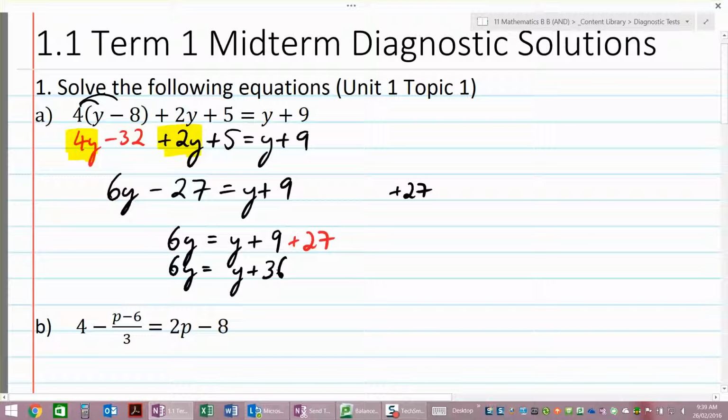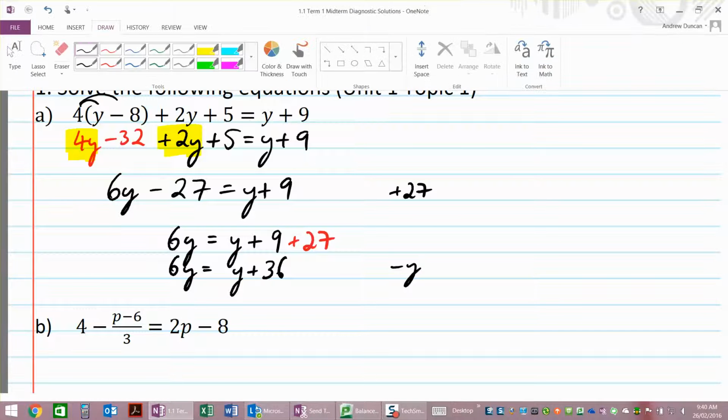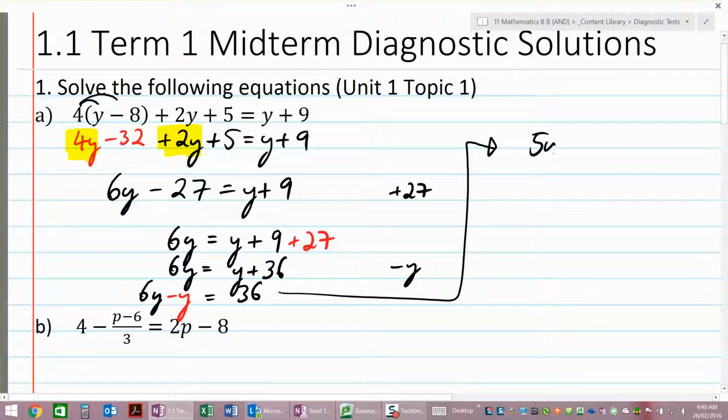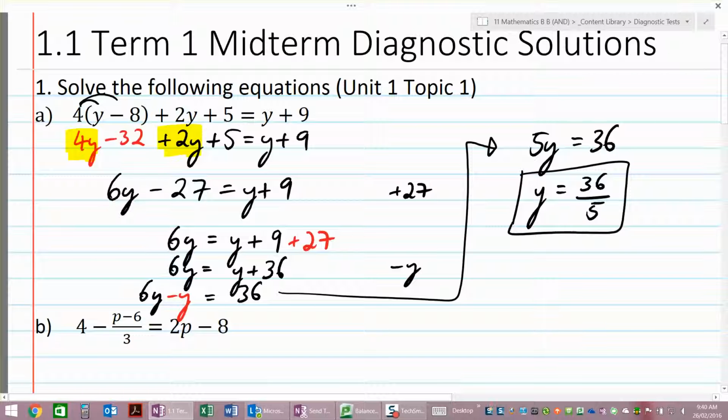Okay, from here, I'll bring the y to the other side. Really don't need this many steps. Wrong colour. So I've still got the 6y there. That's why this y disappears. Okay, from here I'll have 5y equals 36, and then I can divide by 5. And typically just leave the answer as an improper fraction.